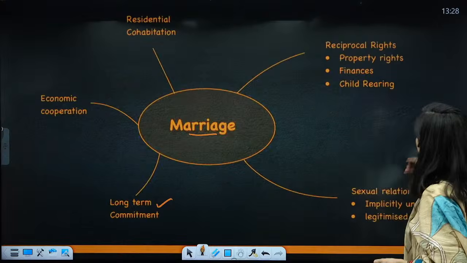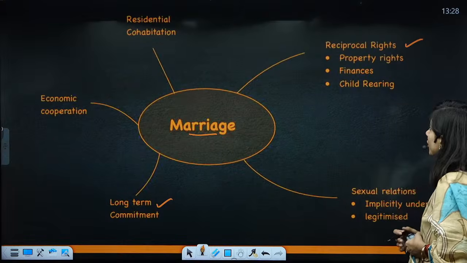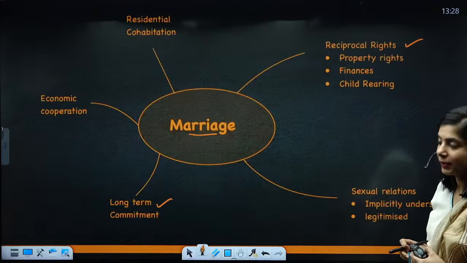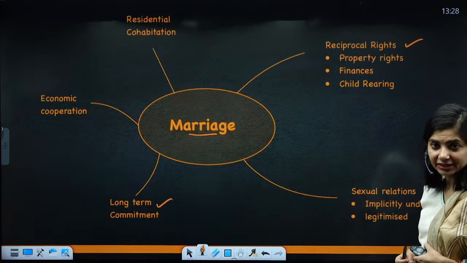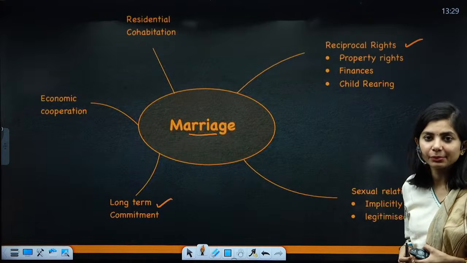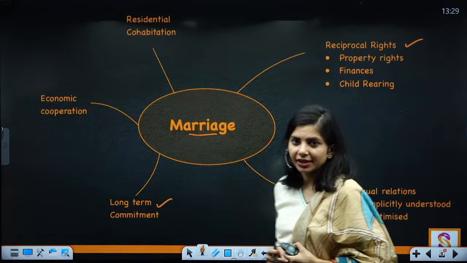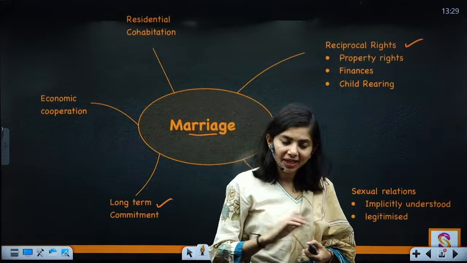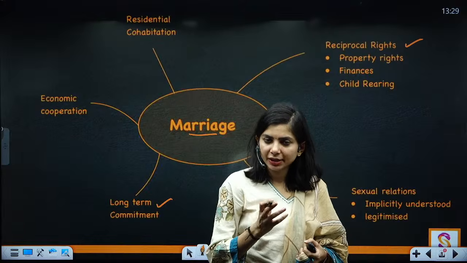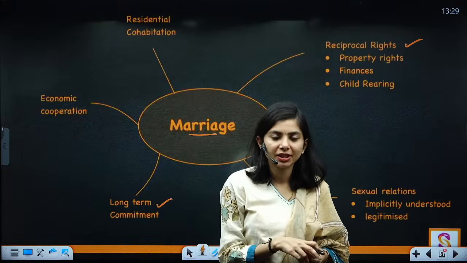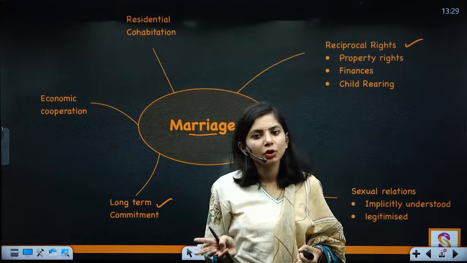Next part, there should be a reciprocal right. Reciprocal right means what? You should have a property right, a finance right, a child rearing right. Means the rearing of the child should not be only the male's or the female's responsibility. It should be the responsibility of both the parents.